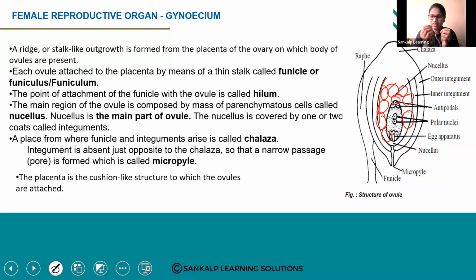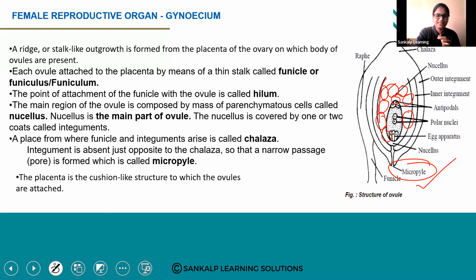So it is free at one end. That free end is called the micropyle. In which direction the cells are absent in the nucellus, that opening is called the micropyle. Okay, so this nucellus is there, no? It provides nutrition to the developing embryo.